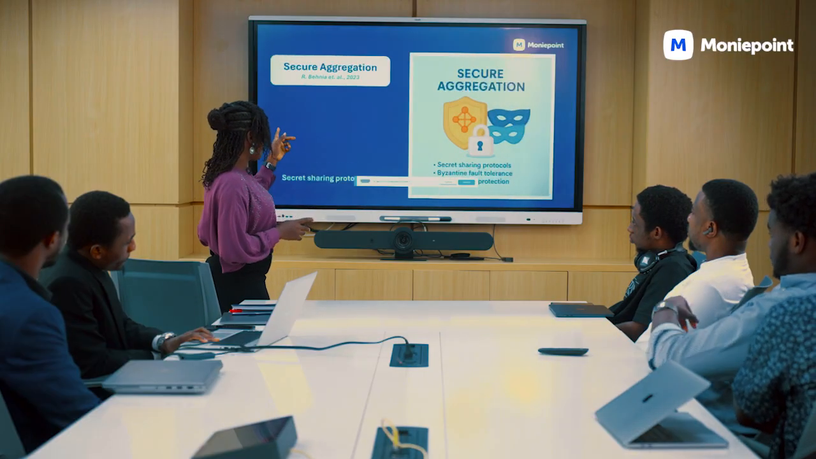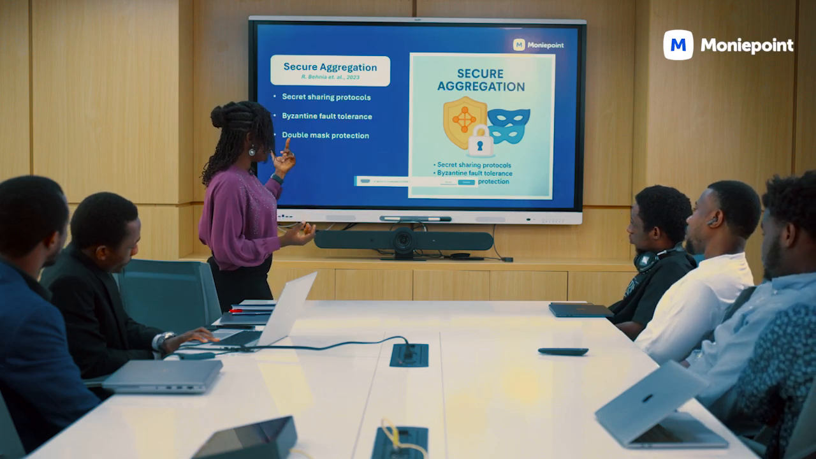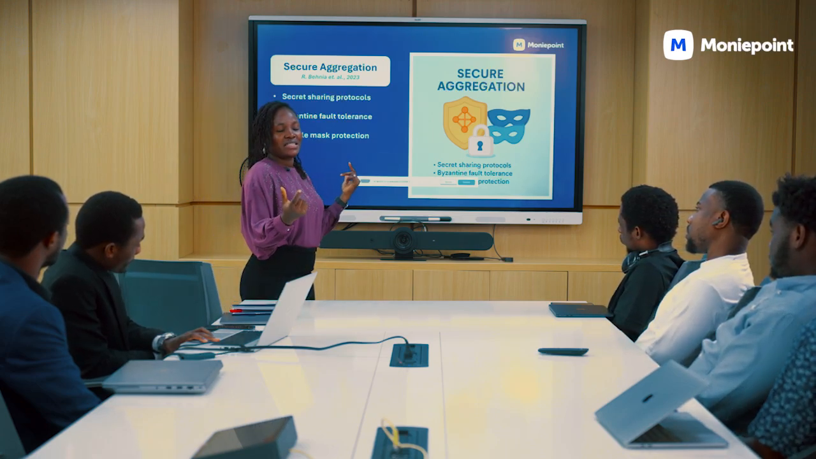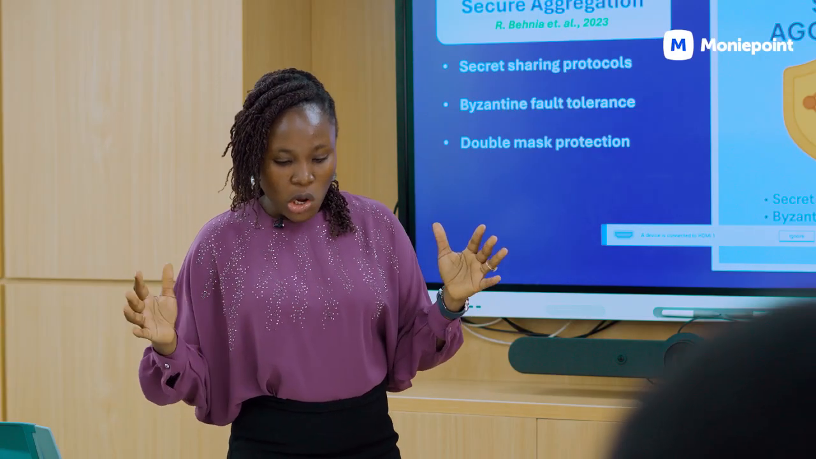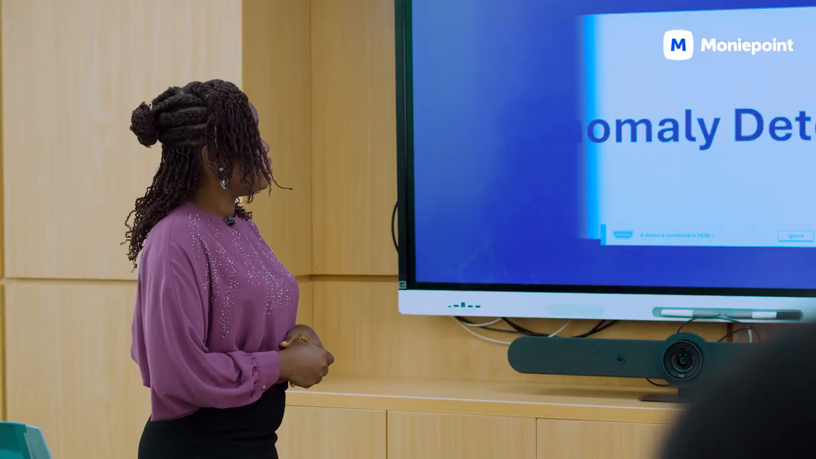Then we have what we refer to as secure aggregation. This secure aggregation uses what we refer to as a secure multi-party protocol. That means the different parties try to come together to perform a particular function without sharing their data. So that is what secure aggregation does.